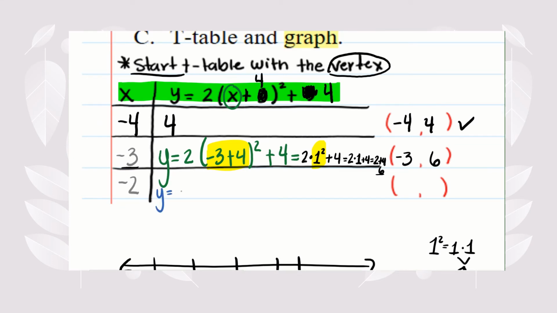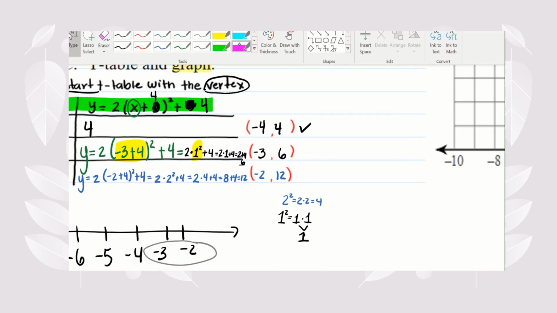We're going to repeat the process, now substituting negative 2 for x. Where you see x in the original equation, it becomes negative 2. I'm going to do this quickly and not really explain, because it's the same process, just different numbers. We are still following PEMDAS. 2 squared is 2 times 2, which is 4. Then we multiply, and then we add last. So we get 12. Our x-coordinate there is negative 2, and the y was 12.